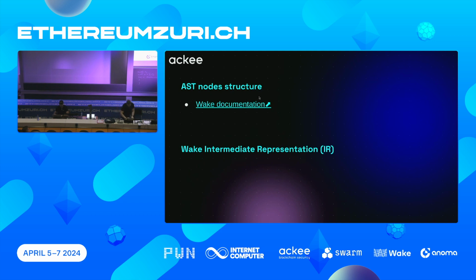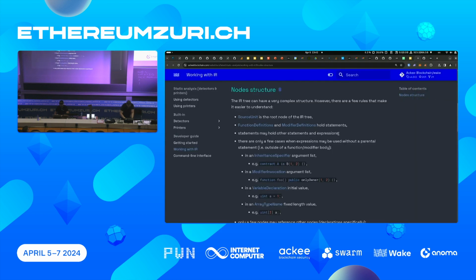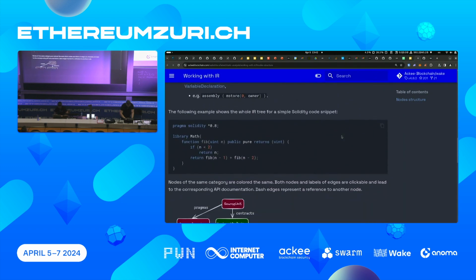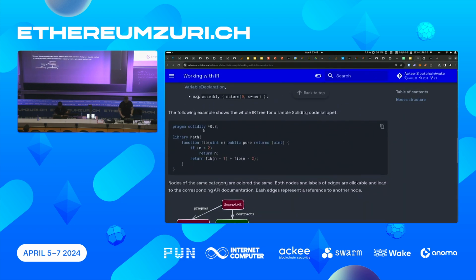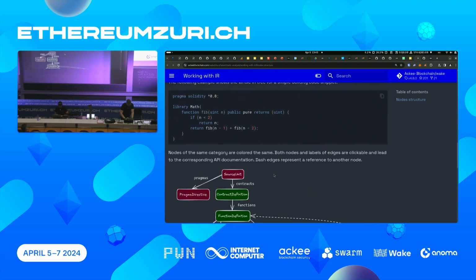So I will open the link. And there's described basically the same. Can you see it? Yeah, I think it's very good. I will zoom it in. And there's an example in Solidity, and for this example I've got a tree. So it's been compiled, and we've generated an AST tree using the compiler. And this is how the AST looks for that simple code.